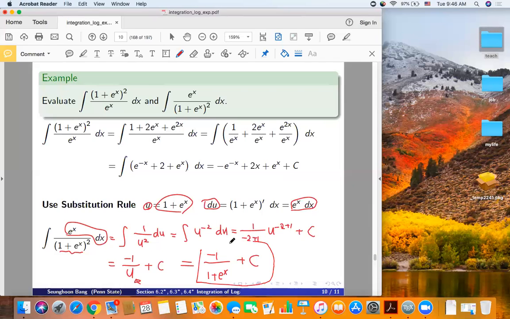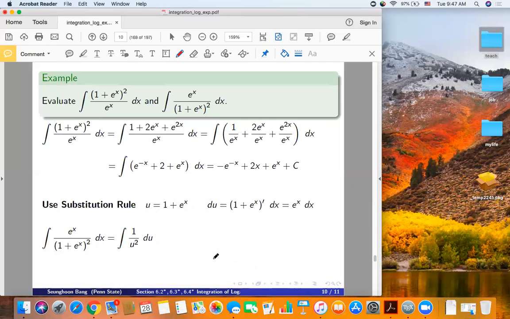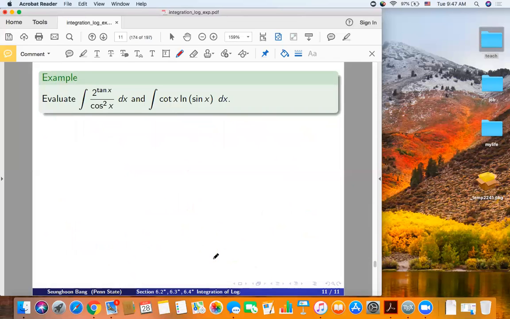So we have this answer. Is it right? Let me see. What's the main idea for solving integral problems? Formula or u substitution. These are the two main parts, and you have to memorize these two kinds of things. The next tip. These are the last two problems here.